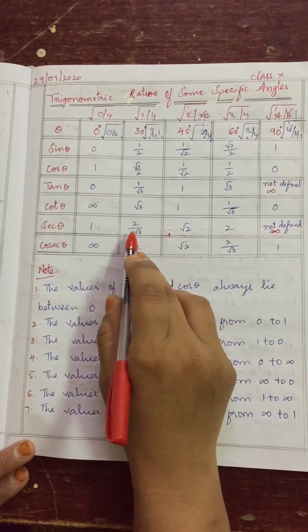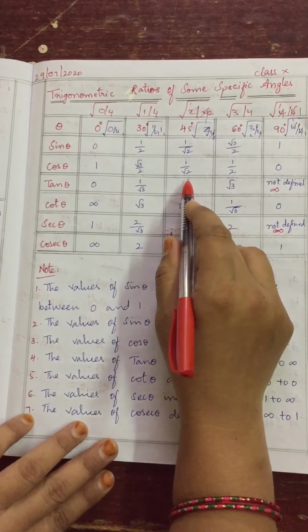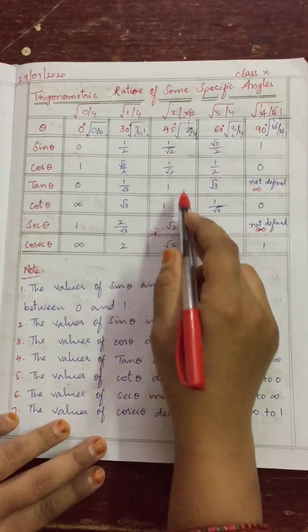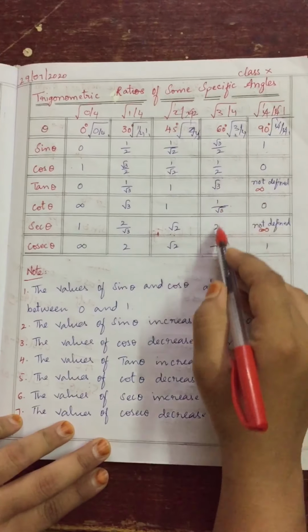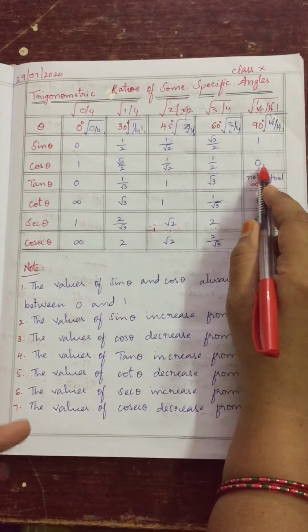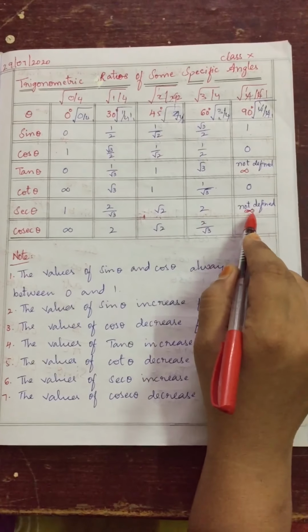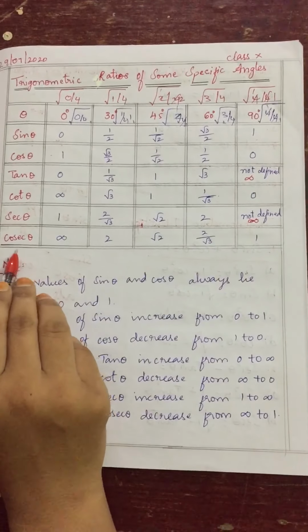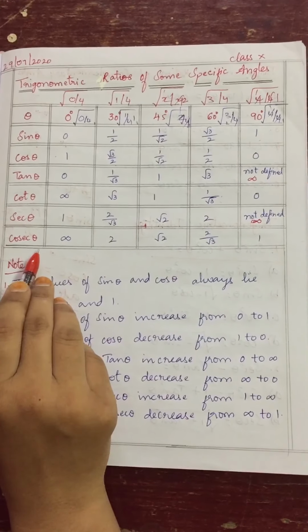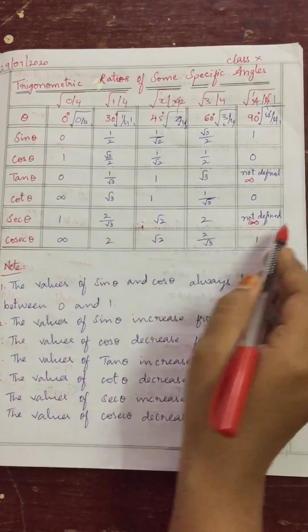2 by root 3. Next, the reciprocal of 1 by root 2 is root 2. Reciprocal of 1 by 2 is 2. Reciprocal of 0, that means 1 by 0. As you know, it is not defined. We can't define it, it is infinity. Cosecant is the reciprocal of sine, or you can take secant reversed from last to first.